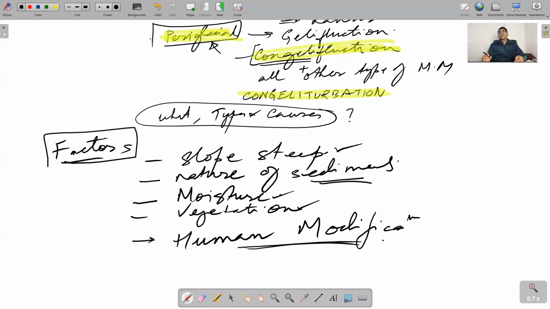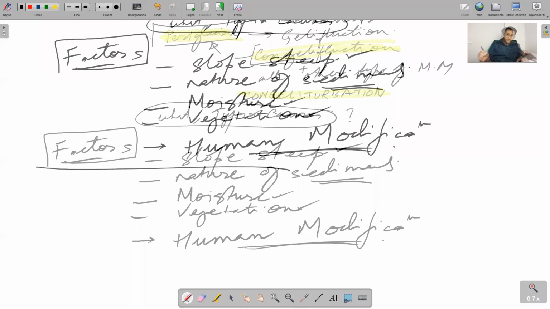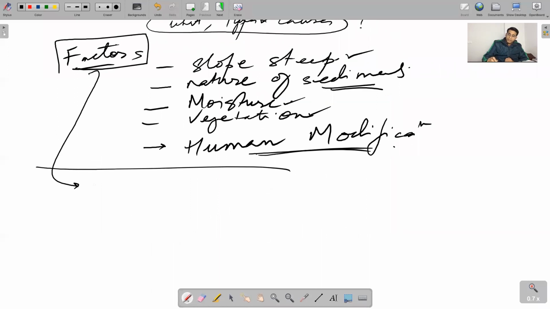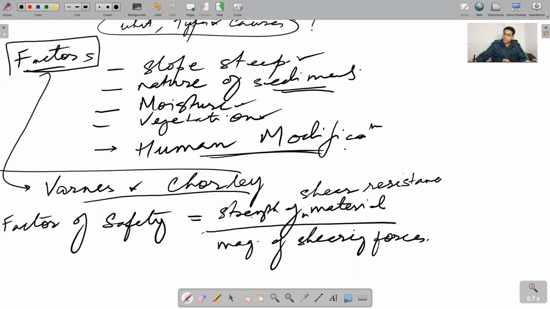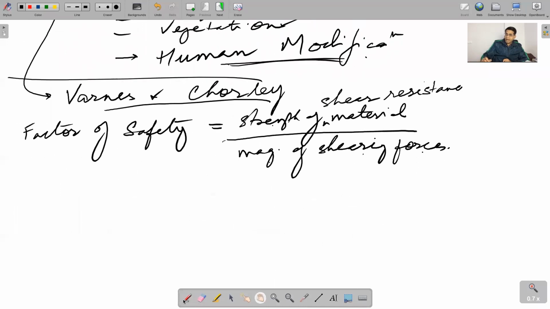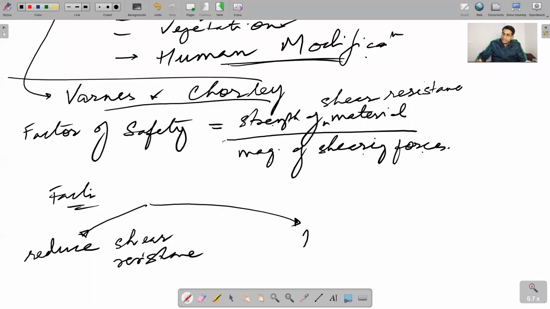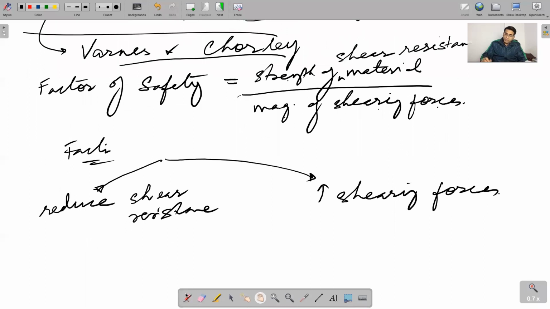Now, we have a formula given by Barnes and Shorley, talking about mass movement factors. D.J. Barnes and Shorley have defined that we can discuss mass movement vulnerability on the basis of what's called the factor of safety, which is equal to the strength of shear resistance of material divided by the magnitude of shearing forces. So the factors that impact mass movement are of two types: factors that reduce the shear resistance and factors that increase the strength of the shearing forces. These are the two sets of factors which impact how vulnerable an area will be to landslides.